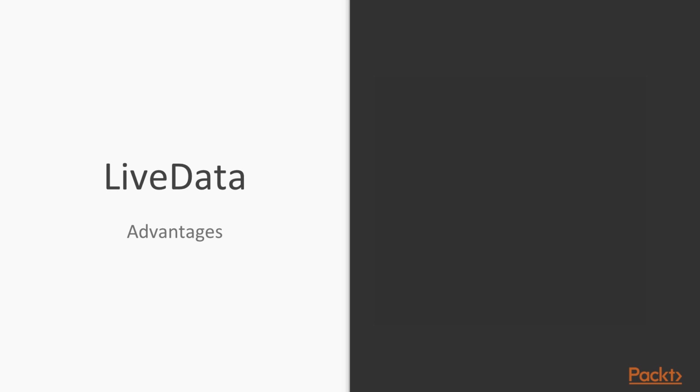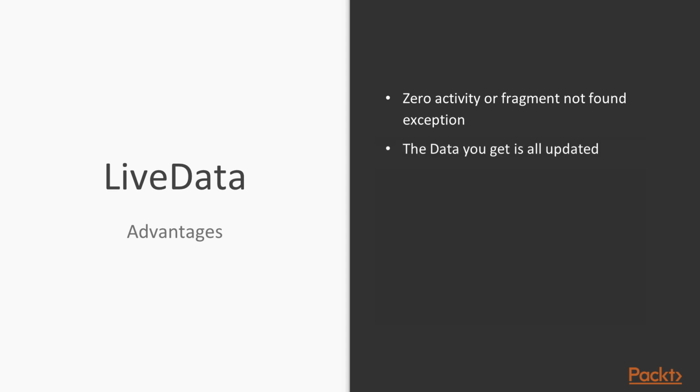Advantages of LiveData. Number 1: zero activity or fragment not found exception, as it uses an observer to update data and the observer is well aware of the state of the activity or fragment. Number 2: the data you get is always updated. As the LiveData class gets the latest updated data but cannot find the activity or fragment, it just holds that data, and next time when the activity or fragment is resumed, the observer will fetch the updated data itself and provide it to the activity or fragment.